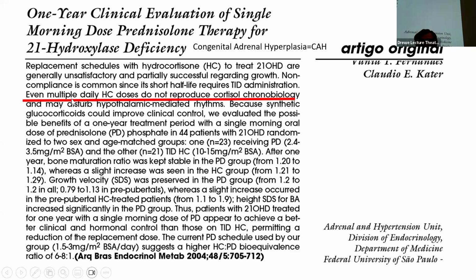What they point out is that multiple daily doses of hydrocortisone do not reproduce cortisol chronobiology. In other words, they're saying it's not what happens normally. And they were the first people to suggest that prednisolone once daily, a single morning oral of prednisolone, might be better. This is in CAH, right? And effectively, what they did was they blind and randomized these patients to either prednisolone or hydrocortisone 3 times a day, and they had placebos in the other arm. And the outcome, to summarize this abstract, is a single morning of prednisolone achieved better clinical and hormonal control than thrice daily hydrocortisone. Okay, so that's a really good study.